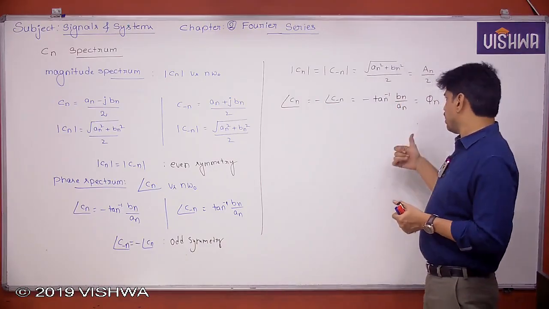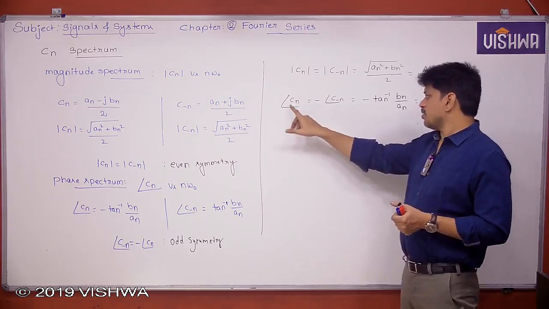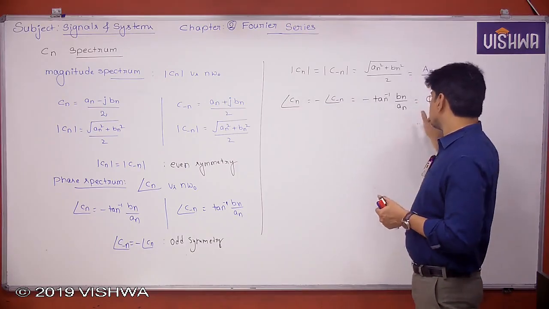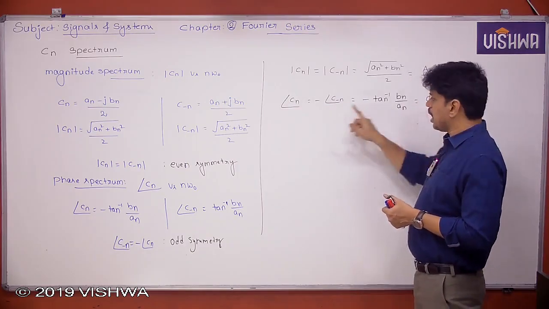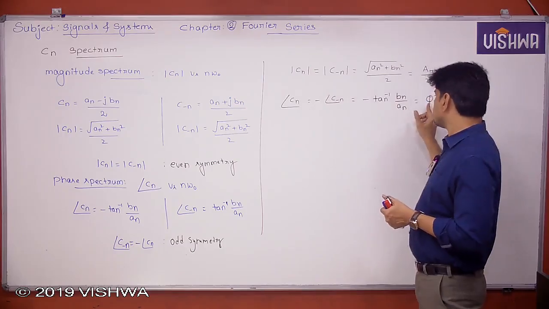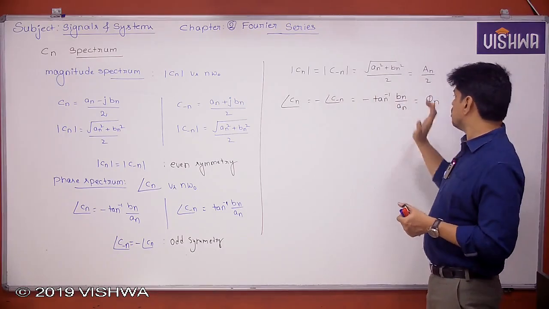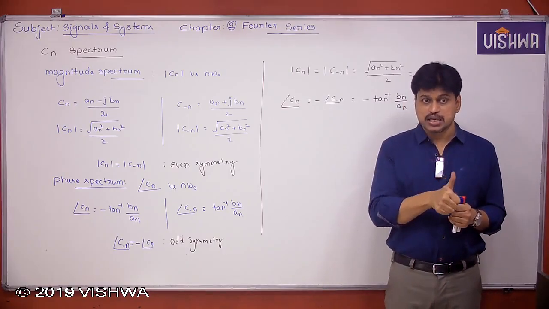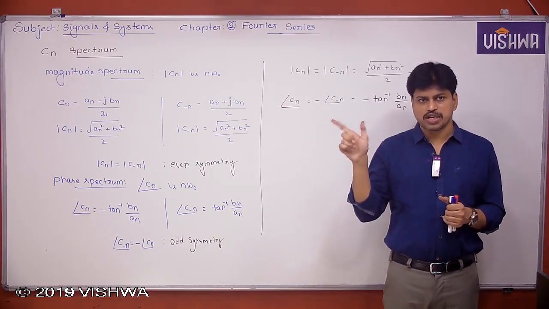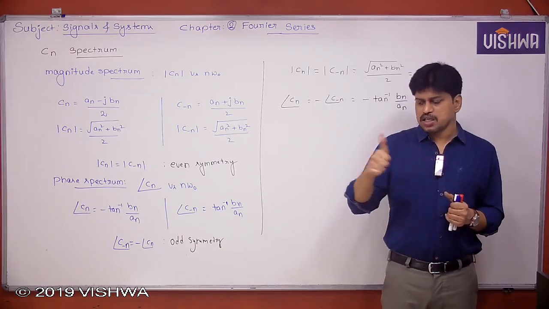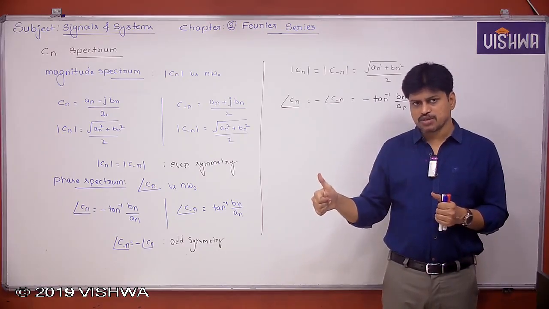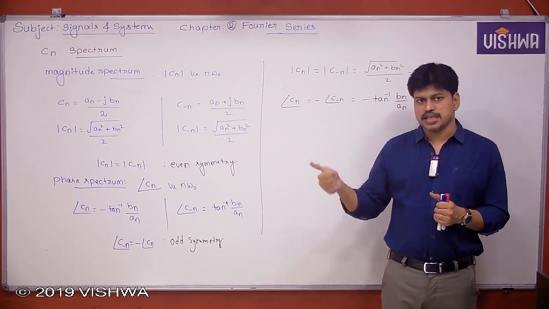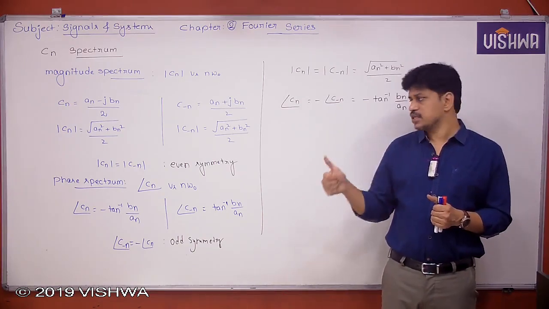Next, phase phi n. Whatever the phase for Cn is the same as phi n, and C minus n has the phase minus phi n. That means for positive frequencies you have some phase, which is the same as the polar form of Fourier series phase, and if you want the phase for the negative values of frequencies, that is simply the negative value of that. Clear? So that's what it is.